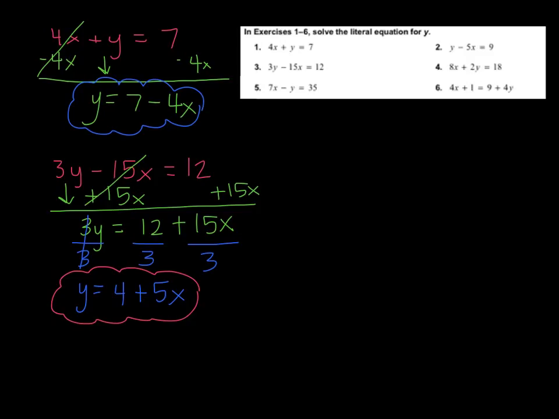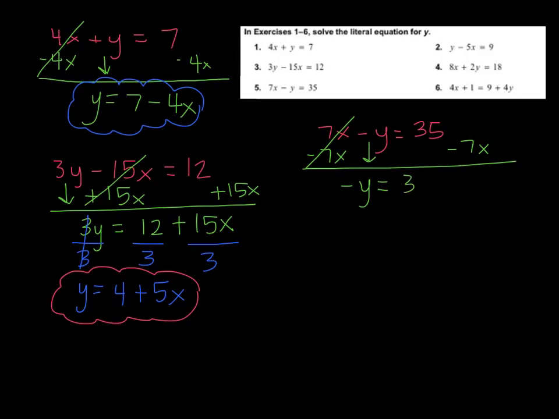Okay, looking at number 5. Number 5 is similar to the one that we just did, only we have a negative in front of y. So we have 7x minus y equals 35. So we're still trying to get y by itself, so we're going to deal with the 7x first. The opposite of positive is negative, so I subtract 7x from both sides. When I do that, 7x and negative 7x cancel, and I bring down my minus y, and that equals 35 minus 7x.